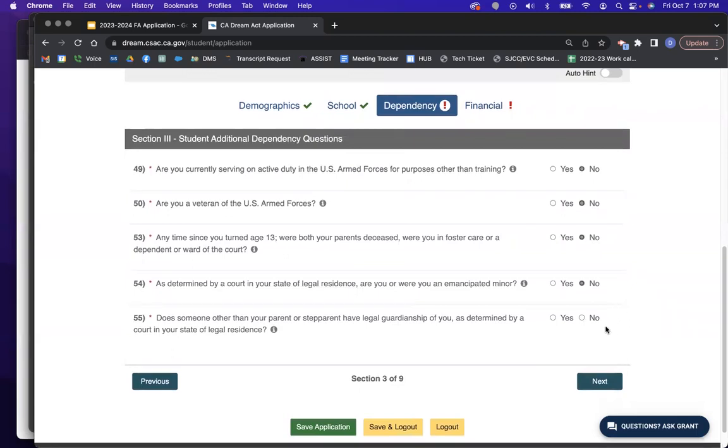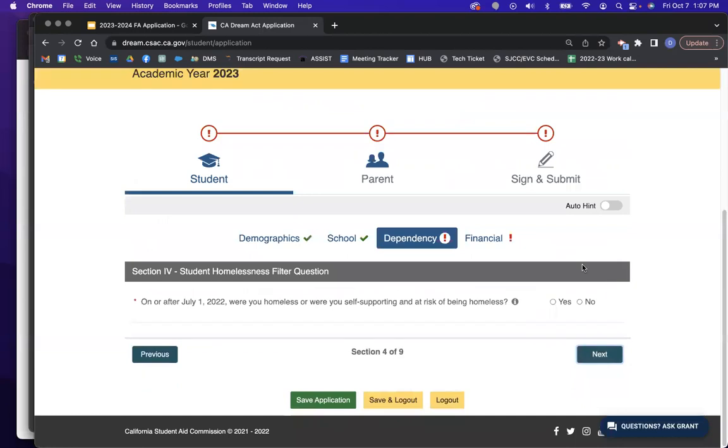And then this one is, does somebody else other than your parent or stepparent have legal guardianship of you? And so this is very common, but please keep in mind that this means that you would have gone to a court, and the court or the judge decided that somebody else has legal guardianship of you. It wouldn't qualify if you are just staying with a family member but you haven't gone through court. Even a notarized letter would not count. You would need it to have gone to the court and have that be determined by a judge. So for the purpose of this sample, I'm going to put no.